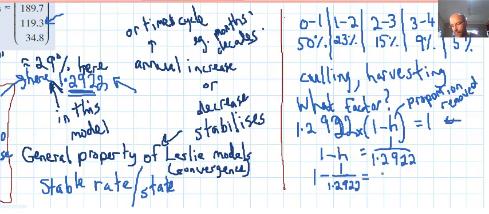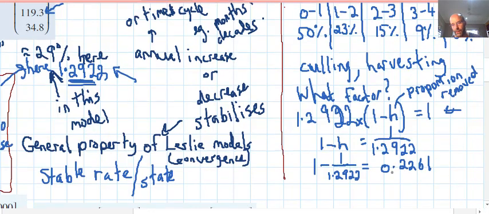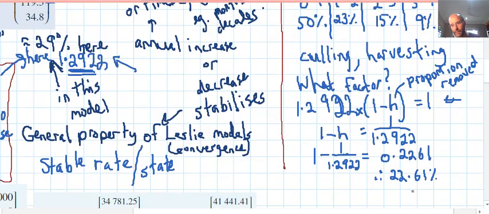Rearranging, we get that, and evaluating, we get 0.2261. So that's the proportion we need to remove. So the culling factor, if we write that as a percentage and round it to 2 decimal places, is 22.61%. That culling factor would have to be applied in that same period, which might be annually.